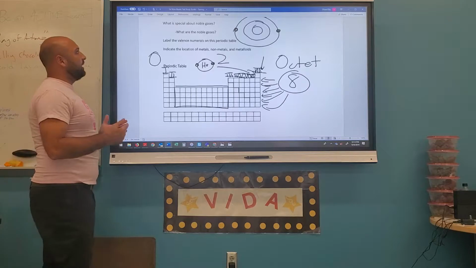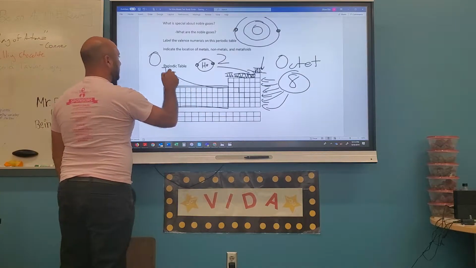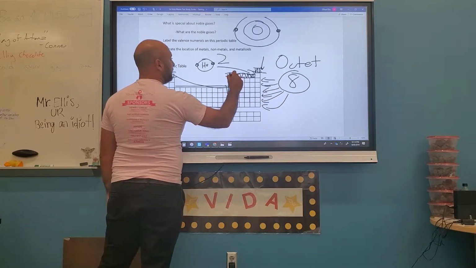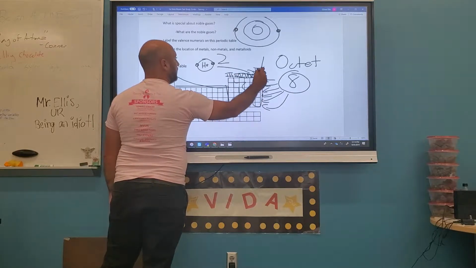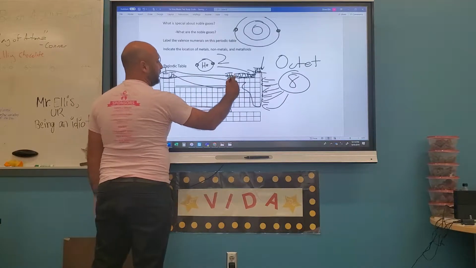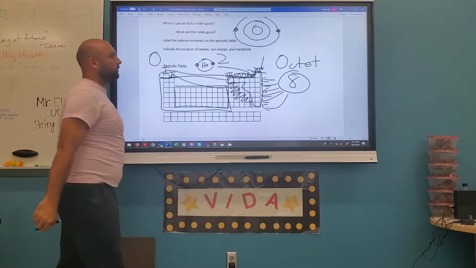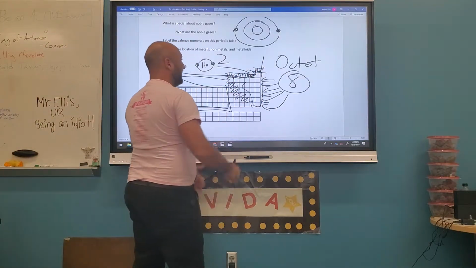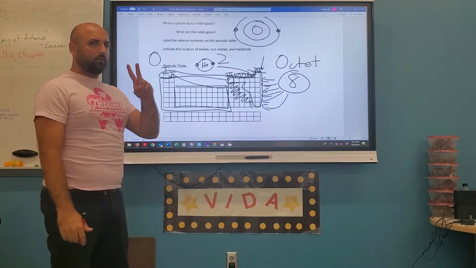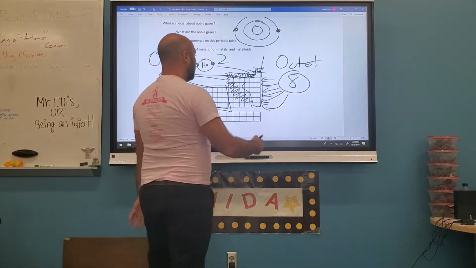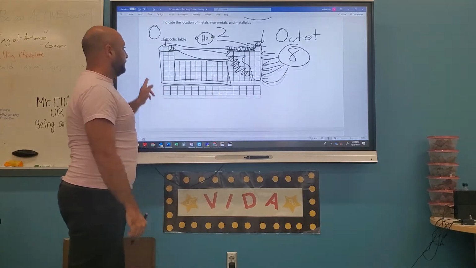Indicate the location of metals, nonmetals, and metalloids. We got our metals again over here, ignoring hydrogen. We have our nonmetals over here, all right, and including hydrogen, counts as one of those. And then you get your metalloids down the stair-step ladder right here, okay? Solids, gases, and then which ones are liquids? There's only 2 of them. Mercury and bromine. Mercury and bromine are our only 2 ones on there.